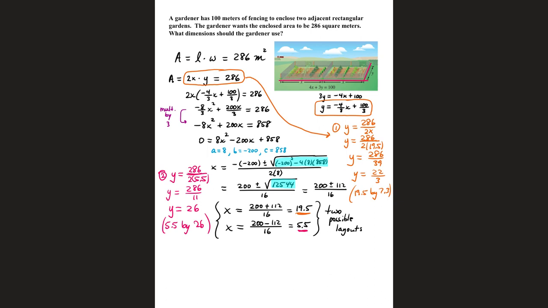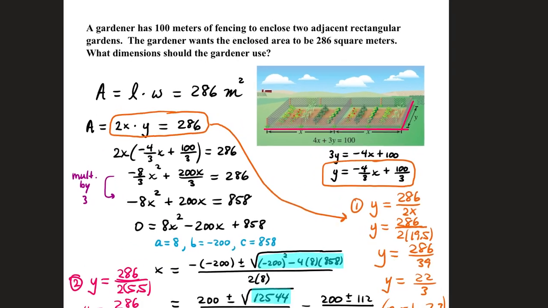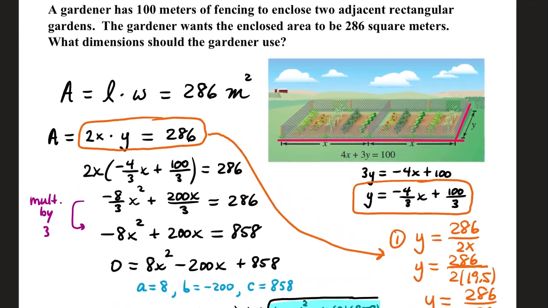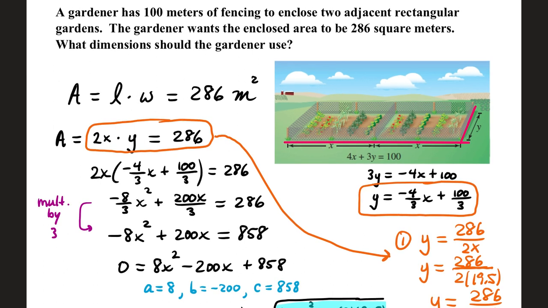And then finally, we did this one in class together, and it was a monster. So I'll probably have to do several pan-arounds. Let's read it first. A gardener has 100 meters of fencing to enclose 2 adjacent rectangular gardens. The gardener wants the enclosed area to be 286 square meters. What dimensions should the gardener use?